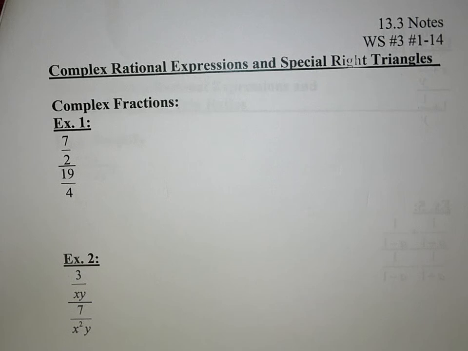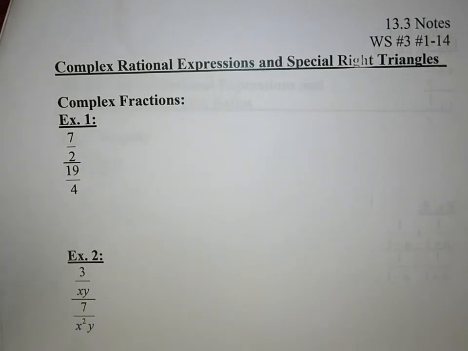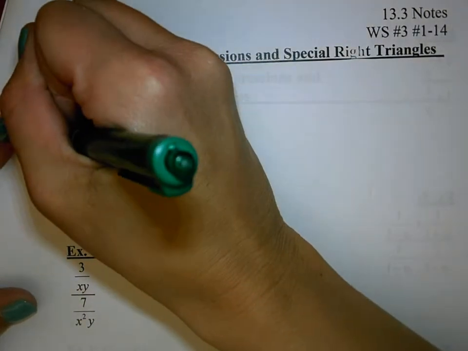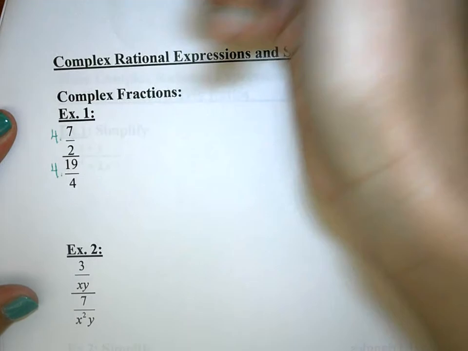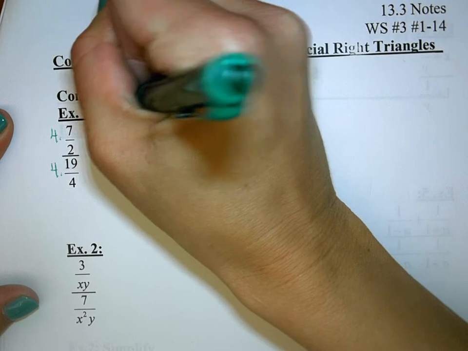Yeah, you find the LCD of the entire problem. So I think that ends up being the easiest way, but whichever way you guys want to do is fine. So what would be the LCD of this problem? 4. So what you do is you have to multiply 4 to every term. So I'm going to put right here, LCD is 4.